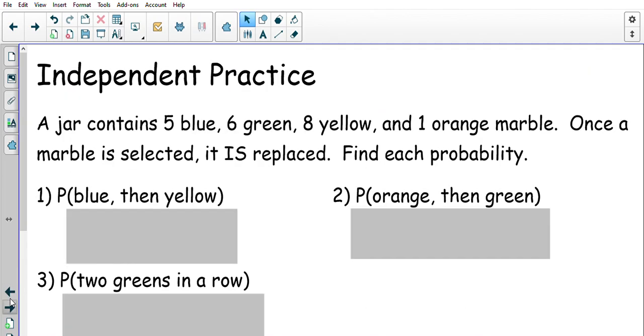All right, now I do have some independent practice for you to try. Pause the video, read the directions, and try these 3 questions. All right, hopefully you paused the video. Let's go through these quickly.